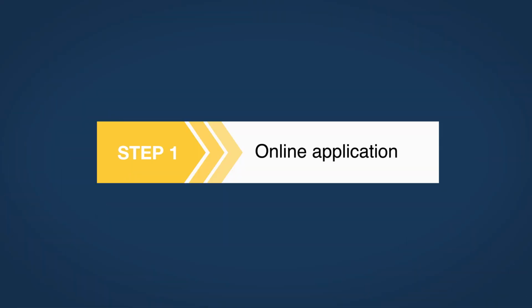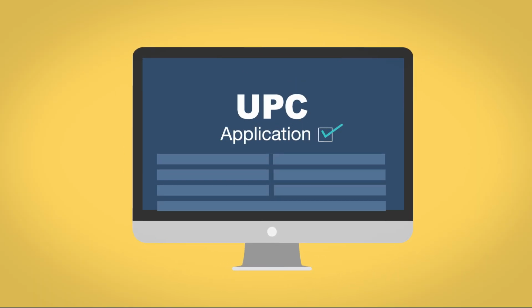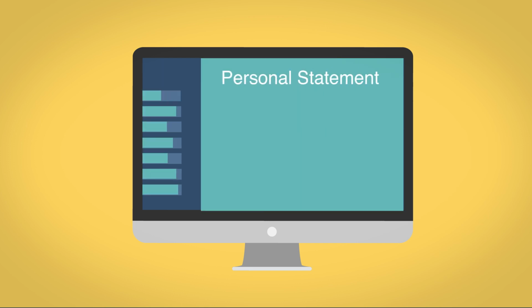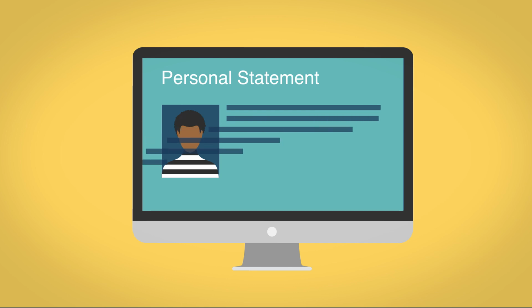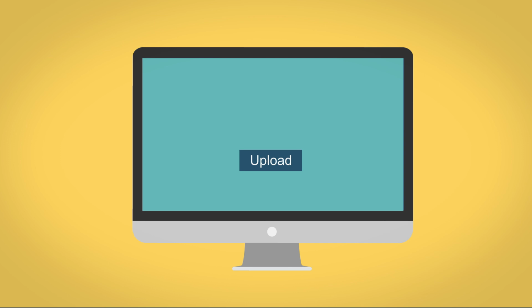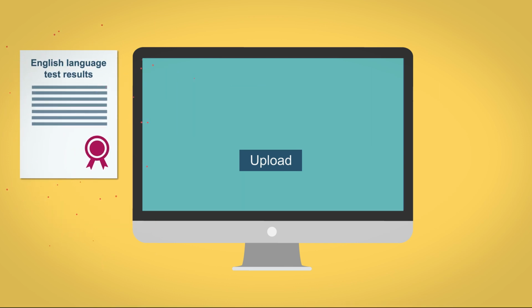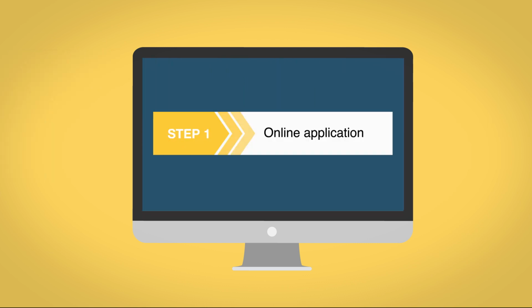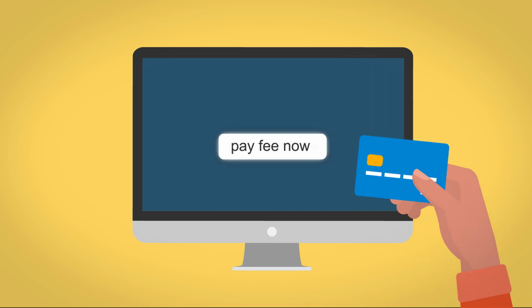Step 1. Online application. The first thing you'll need to do is to make an application on the UPC website. Make sure you complete the application form fully, including a personal statement. You'll also need to upload all the required documents, such as your high school transcripts and the results from a recent English language test. To find out which English language test you need to take and the other documents you need to upload, please check our website. When you've completed Step 1, you'll need to pay the application fee online.